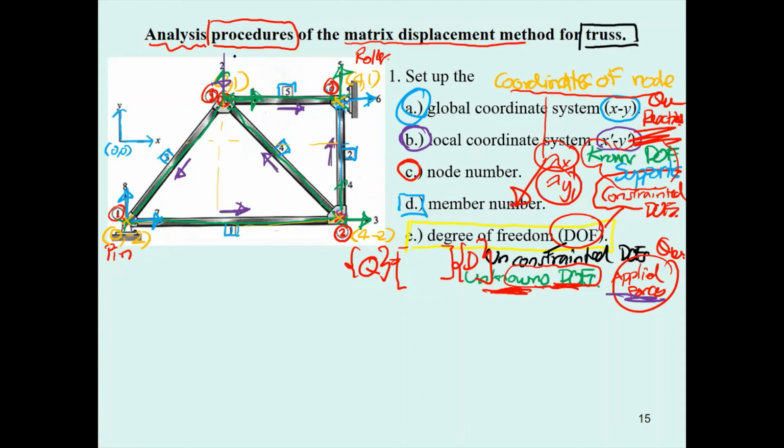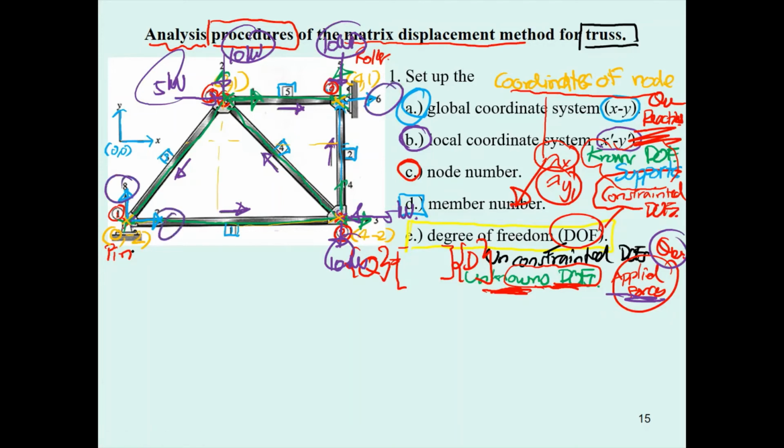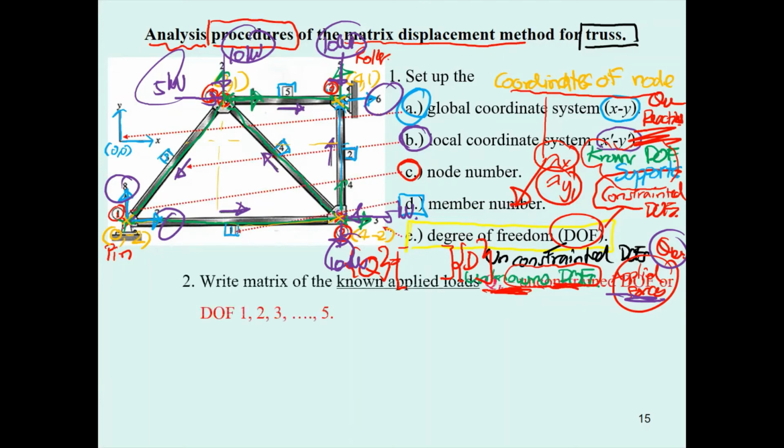Applied forces may be applied to this one for 10 kilonewton, and this one for 10 kilonewton, and this one for 5 kilonewton, and this one for 5 kilonewton, and this one again for 10 kilonewton. All of these forces are going to be the Q sub K. That will generate the reactions here. And then how do we number them? We're going to talk about numbering later: global coordinate, local coordinate, number of node, number of member, and the degree of freedom.